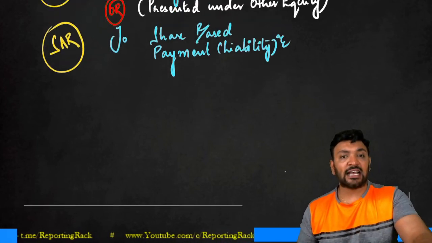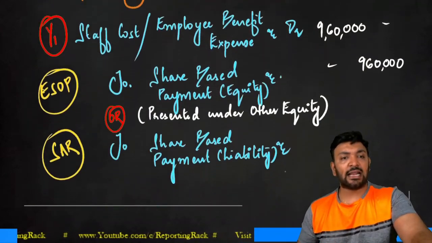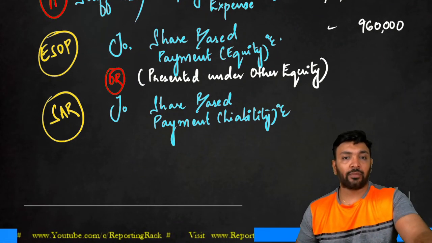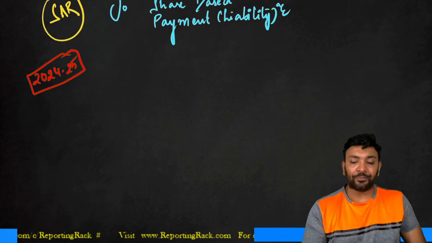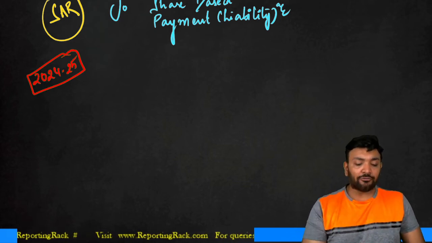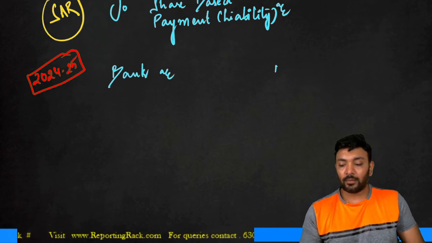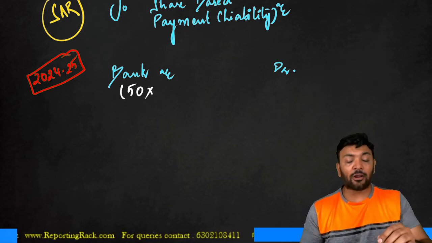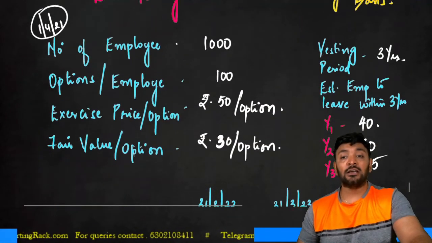First, let me talk about exercise. Let's say that every option here has been exercised. Let's see what is the entry that you pass in year 4, that is in 2024-25. Let me record the entry. First, I'll have to collect 50 rupees from each person. Bank account debit. How much will I collect? 50 rupees into the number of employees who are actually satisfying the vesting condition, assuming that there is no lapse.